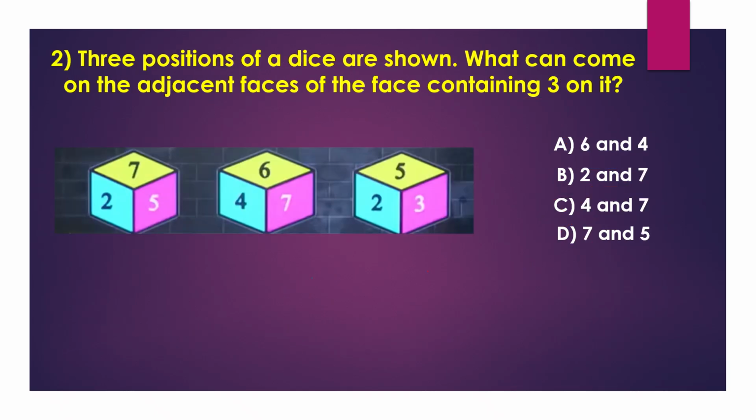Second question on your screen and your timer starts now. Three positions of a dice are shown. What can come on the adjacent faces of the face containing 3 on it?